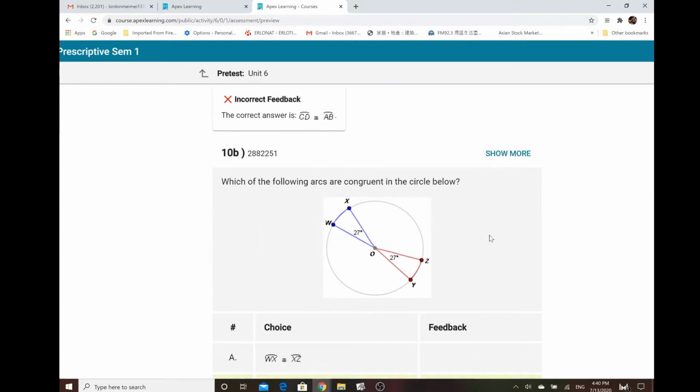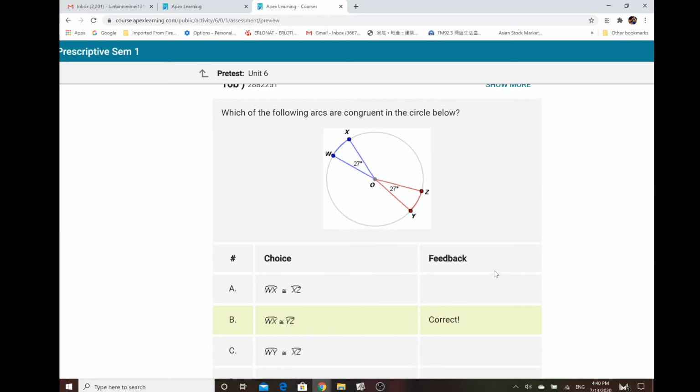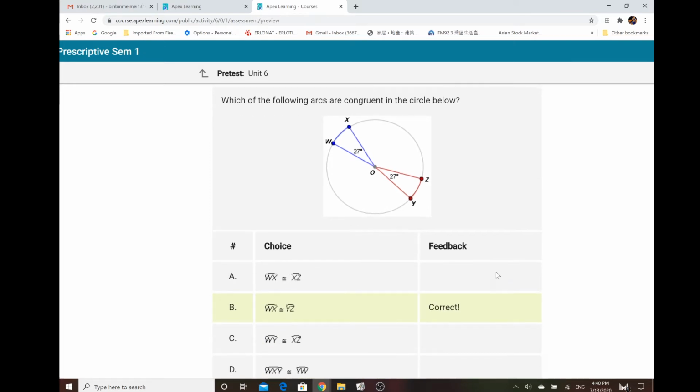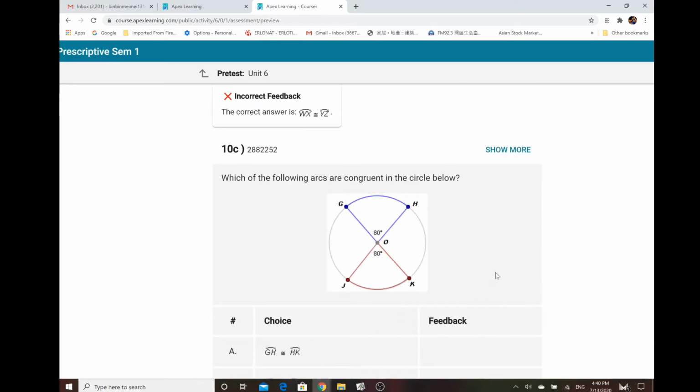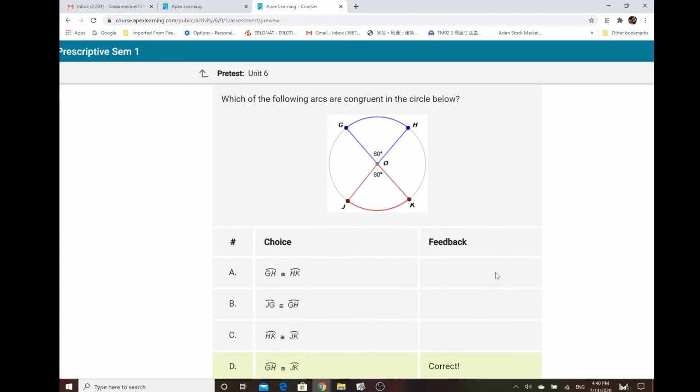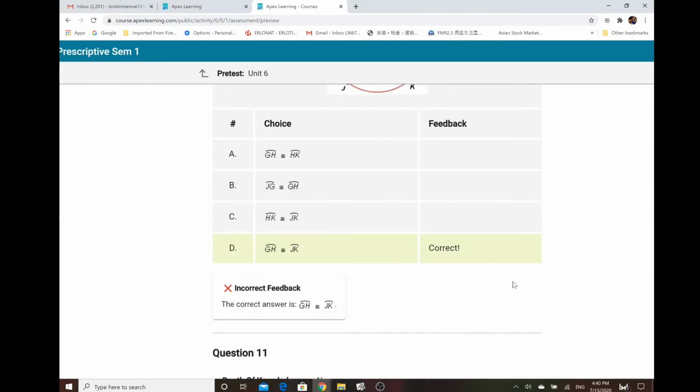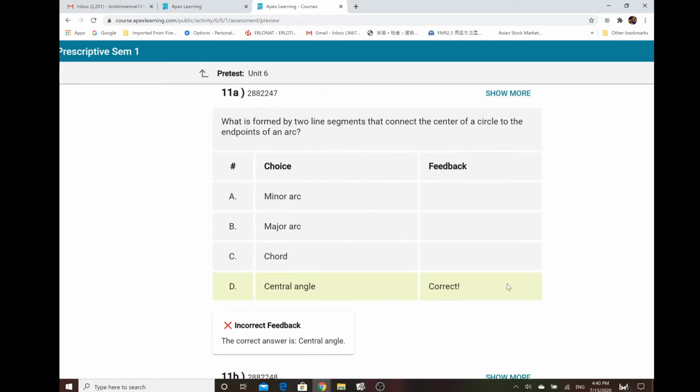And then WX is congruent to YZ. So GJ or GH is congruent to KJ or JK. And what's formed by two line segments that connect the center of a circle to the endpoints of an arc? That'll be a central angle.